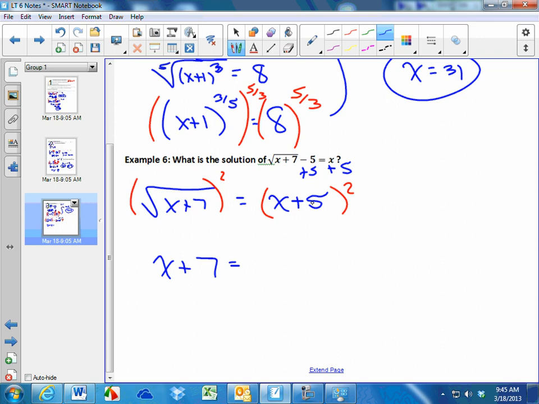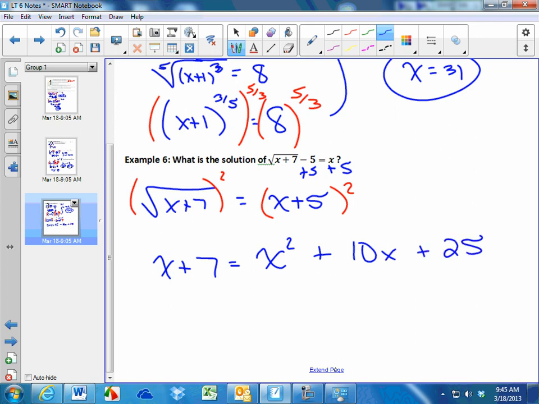But the right side, you have to be careful because over half of us missed this question on the last couple of quizzes. When you square a binomial, it's not x squared plus 25. You have to FOIL it. You square a binomial, you have to do x plus 5 times x plus 5. So when you square those, x plus 5 times x plus 5, you get x squared plus 10x plus 25.